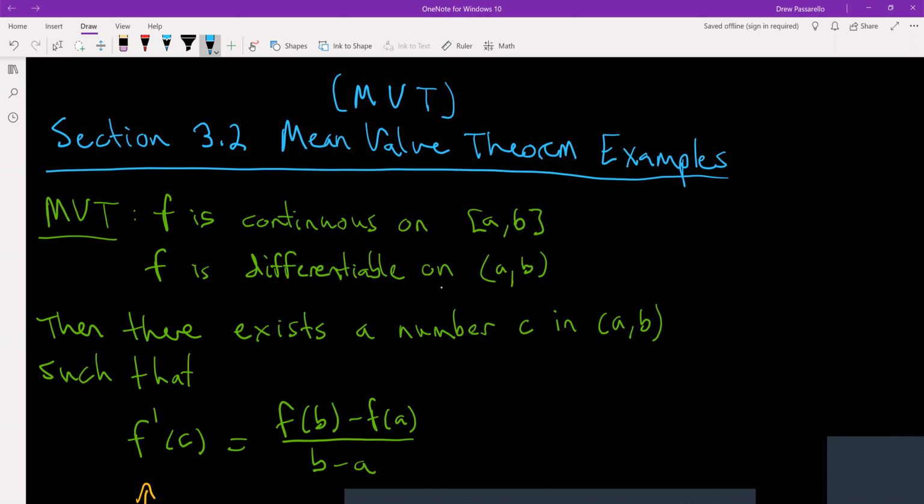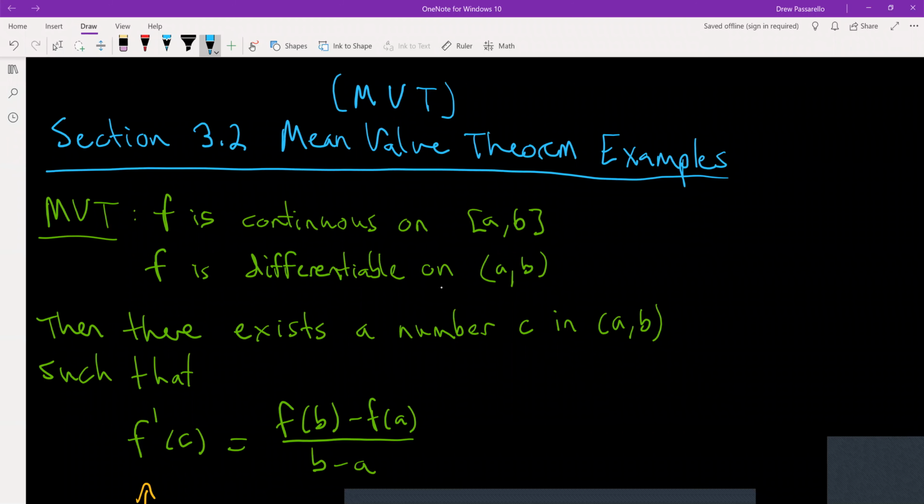All right, so this video will deal with the mean value theorem examples for section 3.2, and these are the last three examples for the section. The mean value theorem, recall, states that you have two conditions: if the function is continuous on a closed interval a,b, and then it's differentiable on the open interval. Differentiable again means that its derivative exists on the entire interval.